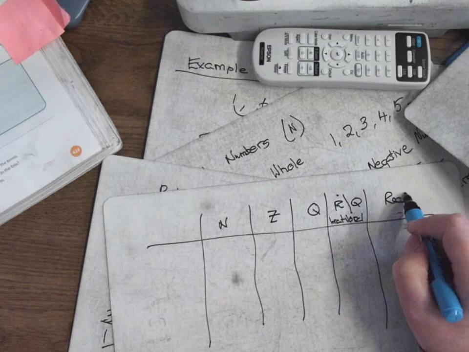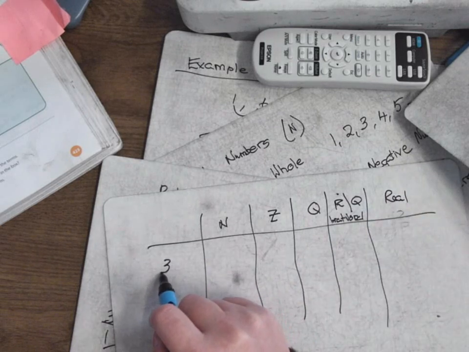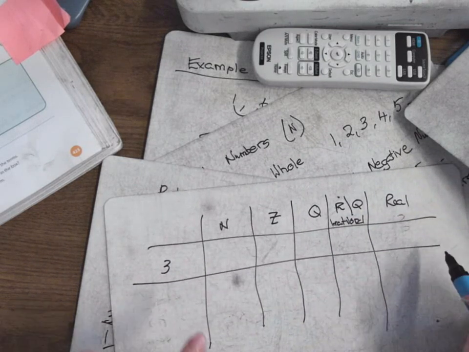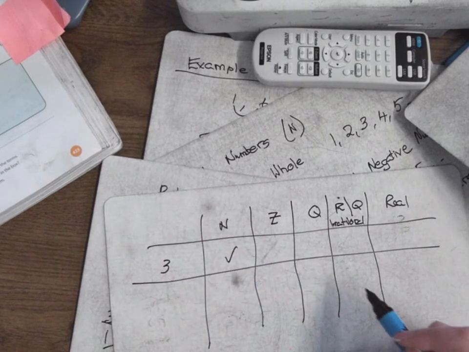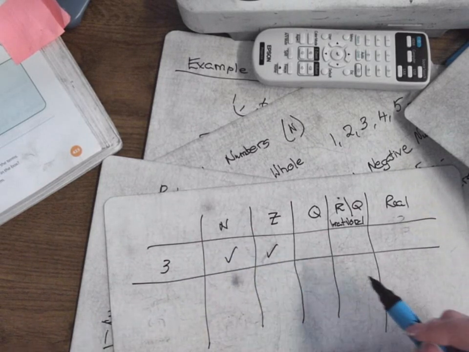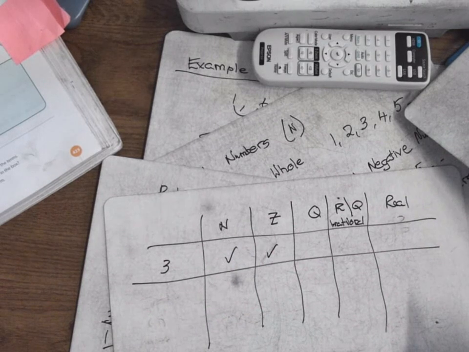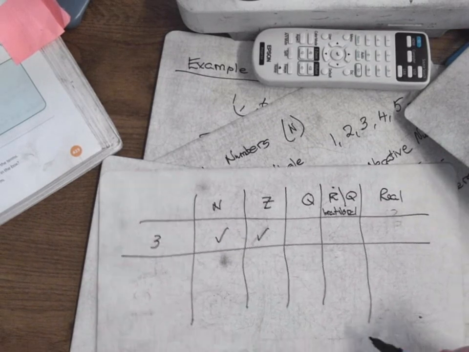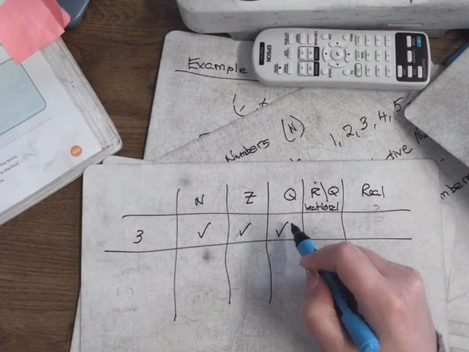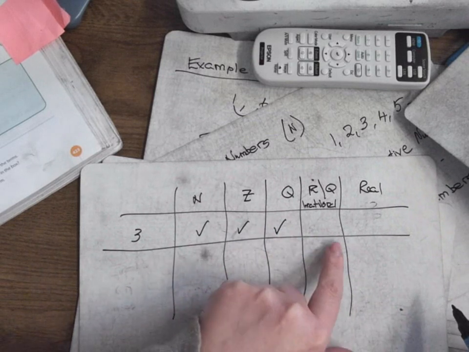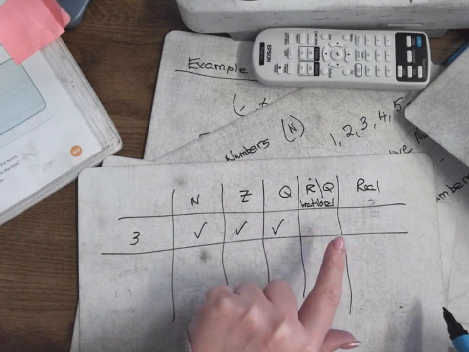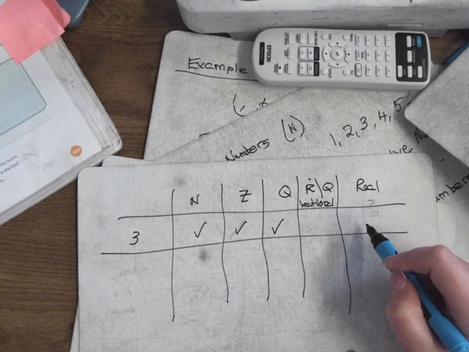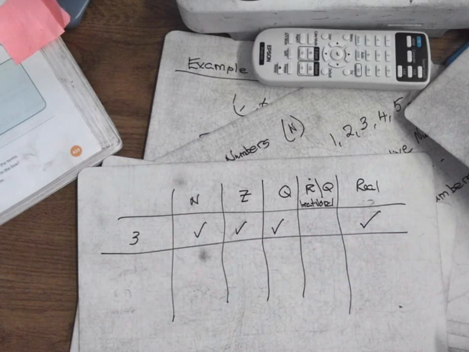If I have the number 3, is the number 3 a natural number? Yeah. Is it an integer? Yeah, because it's a positive whole number. Positive and negative whole numbers are integers, aren't they? Can it be written as a fraction? Yeah. So if it can be written as a fraction, it can't be irrational. It can't be both. I'd never tick these two columns. Is it a real number? Yeah, everything is real.